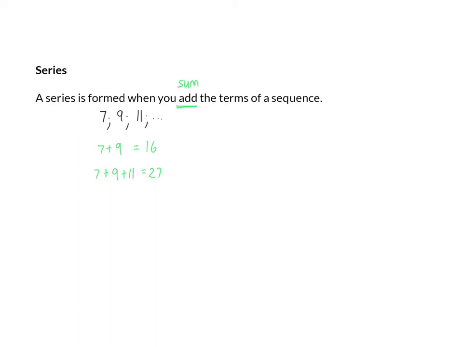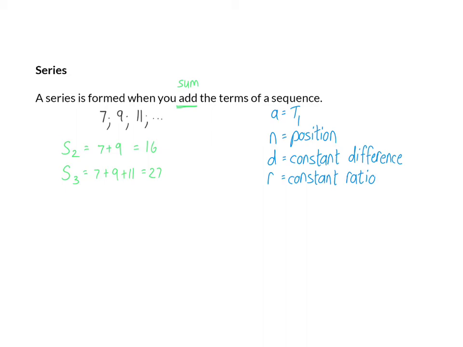Now we add a symbol to this and we say let the sum of the first two be 16, and then the sum of the first three terms will be 27. Here are all the symbols that we already know. A is the first term, n is the position of the term, d the constant difference in an arithmetic sequence, r the constant ratio in a geometric sequence, and Tn the value of a specific term. Now we can add Sn as the sum of n terms.